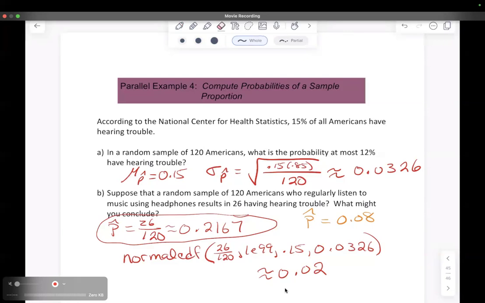So basically, it's kind of conditional. It's saying if the actual proportion of people with hearing loss is 15%, if that is true, then I only have a 2% chance of getting a sample like this. So it's saying that probably people that listen to music using headphones have higher hearing trouble, so I would assume that the headphones are causing it. But almost always, if you end up with an unusual sample, it just means we need to study this more. Let's take more samples. Let's do this again.